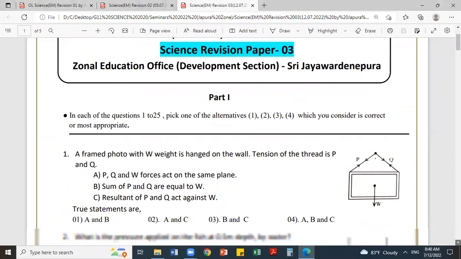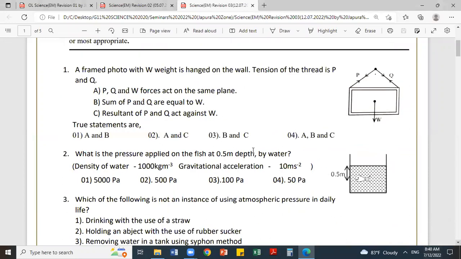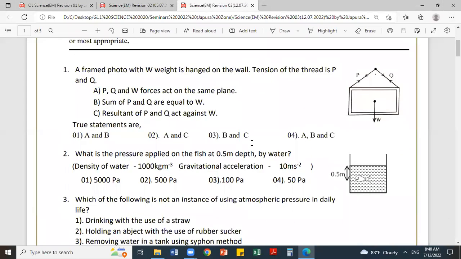Question number 1. This is from equilibrium of forces. In your syllabus, there are equilibrium of two forces and equilibrium of three forces. Here you can see a picture frame hanging on the wall. There are three forces, P, Q and W.